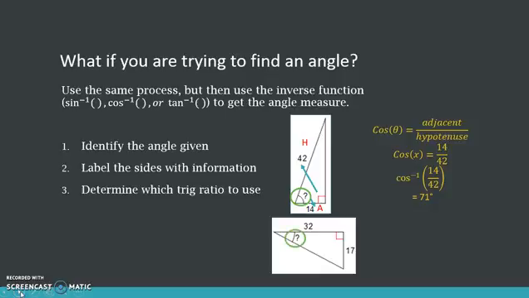Here's another example. Again, we're not given the angle, that's what we're trying to find, but we have the side next to, which is the adjacent side, and the side across from the angle, which is the opposite side. So opposite over adjacent is tangent. So we plug that in. Opposite is 17 over adjacent 32. We do the tangent inverse of 17 over 32, and we get 28 degrees.